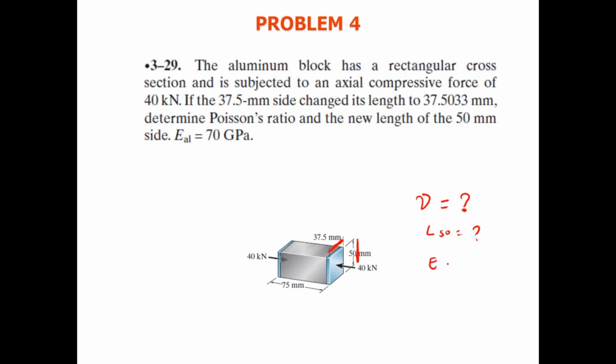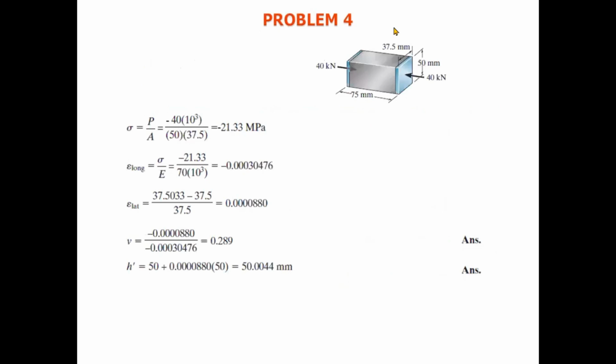We have E for aluminum as 70 gigapascal. This is given. The sides are given. The load is given. Initial length and final length are given. The required quantity is this, so this is the thing we require. Now what do we have to do?